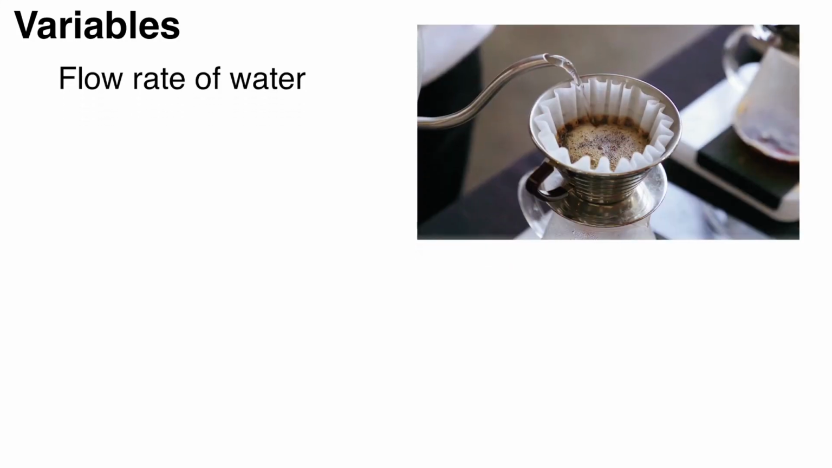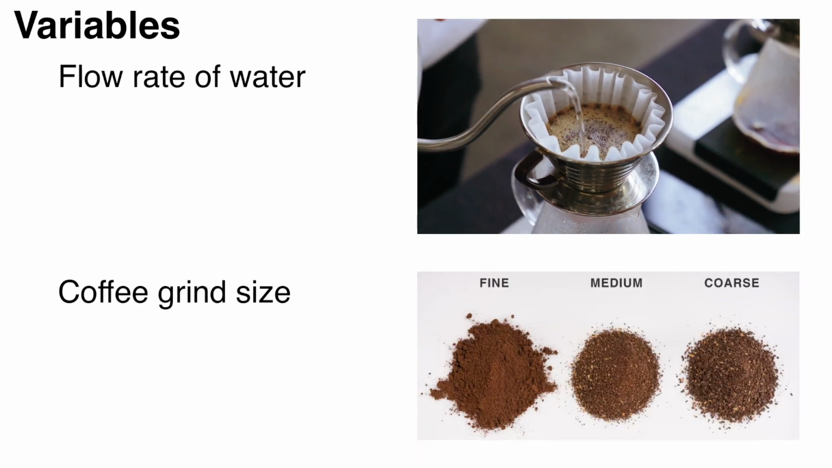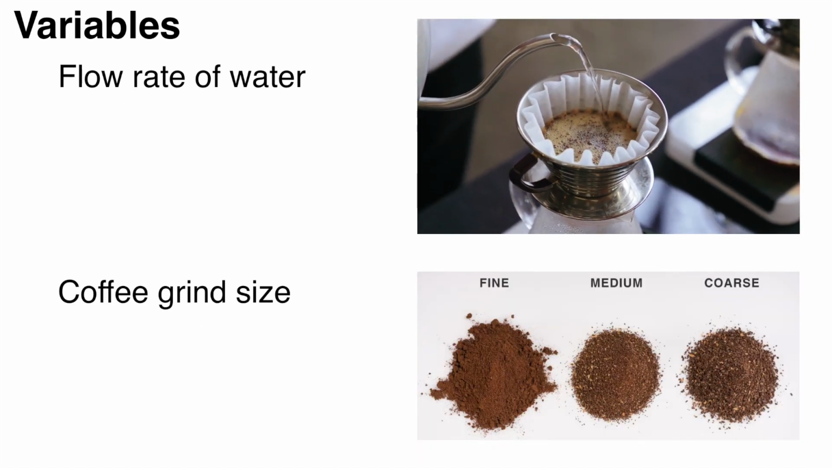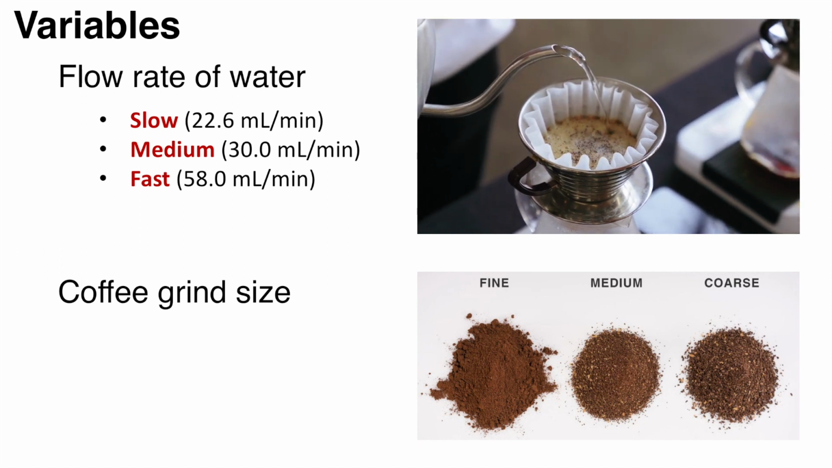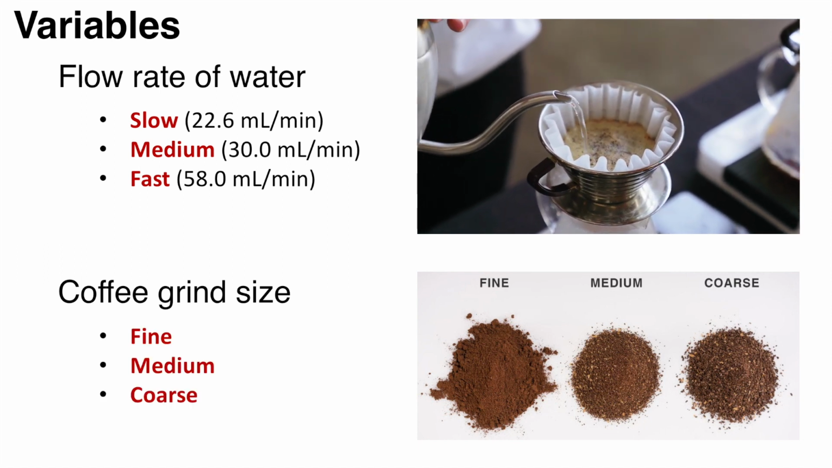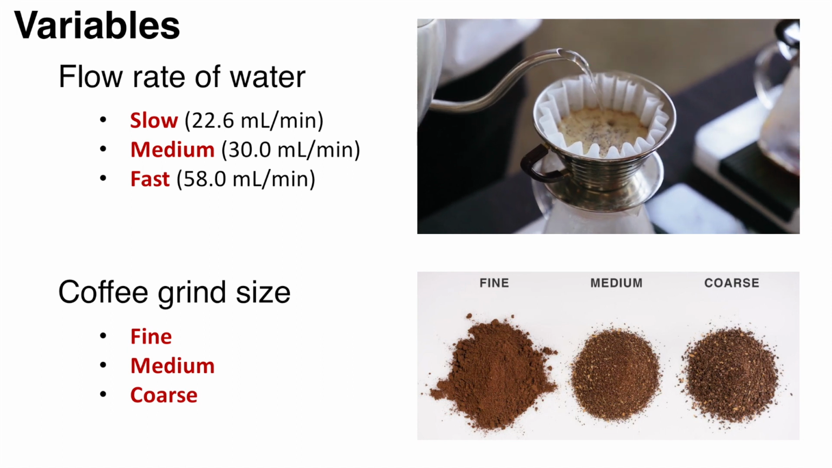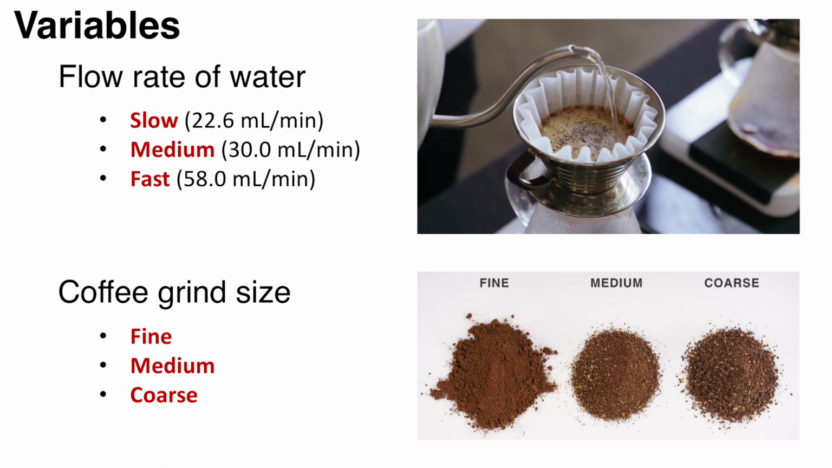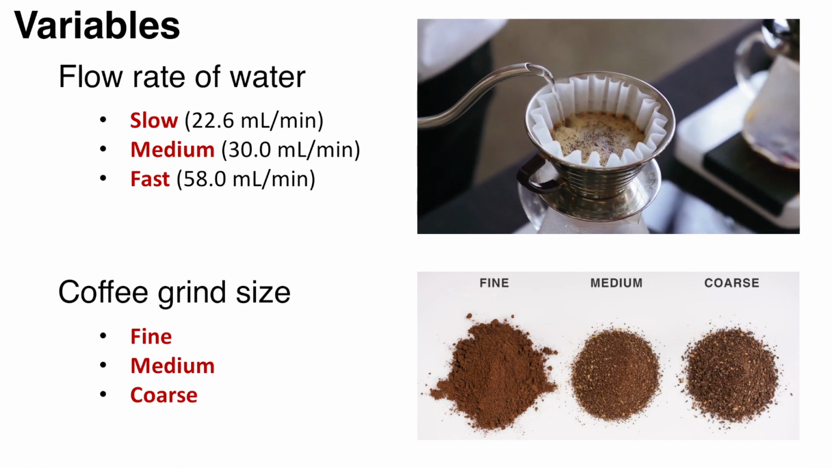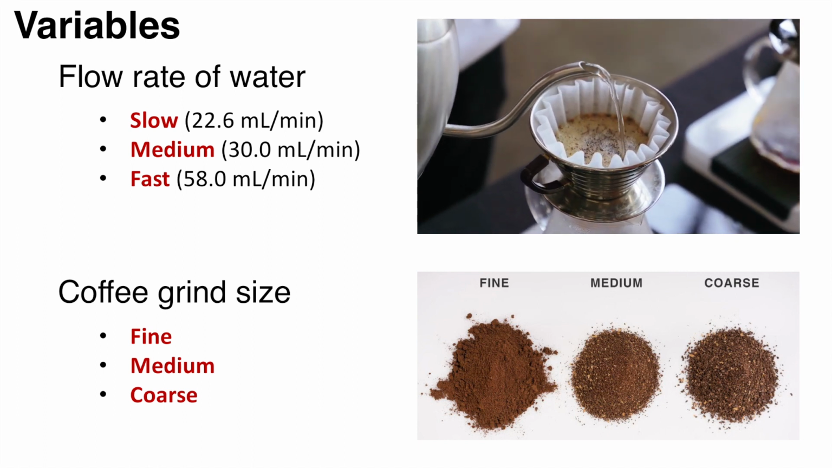The variables I tested were the flow rate of water and coffee grind size. In one set of experiments, I poured water over medium coffee grounds at a slow, medium, and fast flow rate. In another set, I poured water at a medium flow rate over fine, medium, and coarse coffee grounds. I did this to see how the flow rate and coffee grind size affect caffeine extraction.